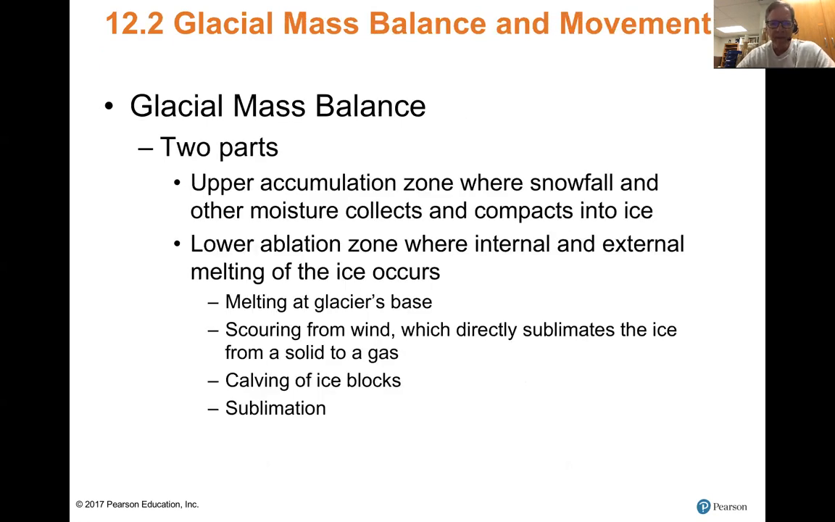Now, glaciers work on mass balance, and you get an upper accumulation zone where the snowfall and moisture collects and compacts into ice. And then you get what we call the lower ablation zone, where the internal and external melting of the ice occurs. The glacier melts at its base. Wind is active on that. You get ice blocks that break off, and sublimation, where you get the change to water vapor.